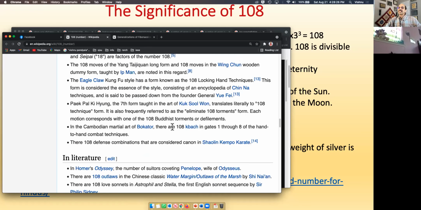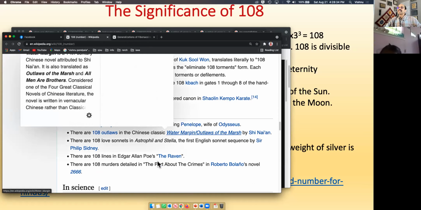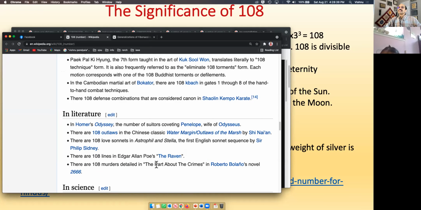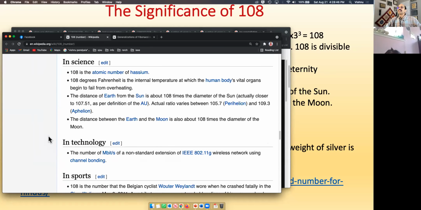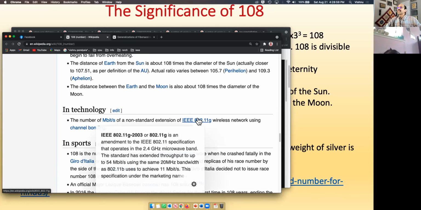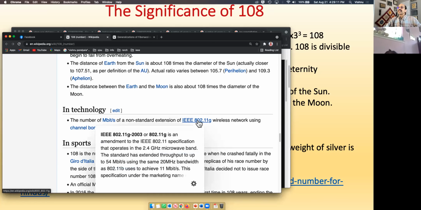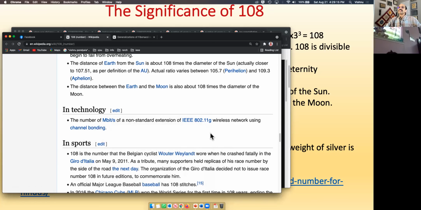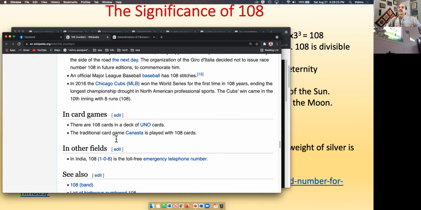In martial arts also, 108 is a famous number. In literature, the number of suitors is also 108, that's Greek mythology. So 108 plays a very big role in many areas. In technology, 802.11g is the wireless Wi-Fi band. This is one of the first protocols, G. Later on, there was N and then AC and all that stuff. So your Wi-Fi protocol also uses 108. And card games, there's so much about 108.